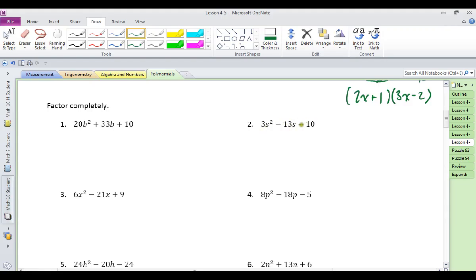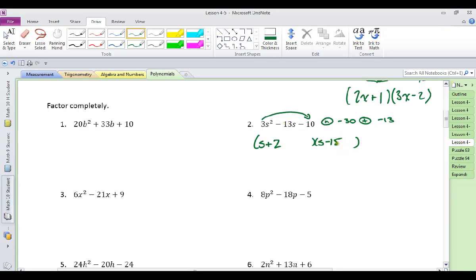All right, so let's do this first one. Again, we're going to do this the normal way, the way I showed you. So what's your first step? We multiply. So I have to multiply to what? Negative 30 and add to what? Negative 13. So you have to have a positive and a negative, so it's got to be plus and minus, right? Because this one's negative. Is it 1 and 30? No. Is it 2 and 15? Yes. Plus 2 minus 15 will get me negative 13, won't it?